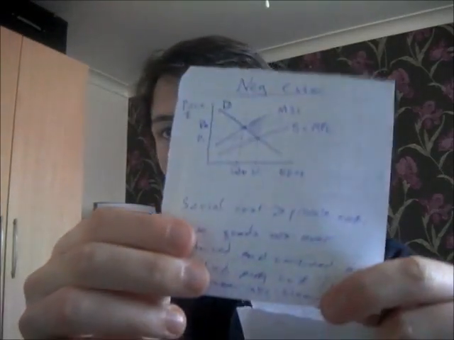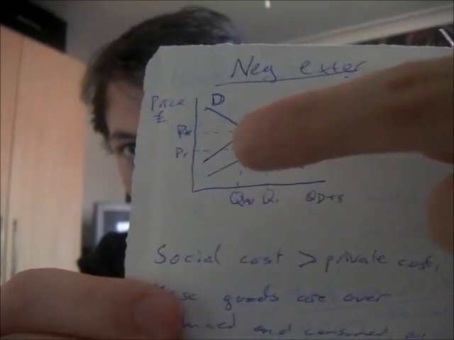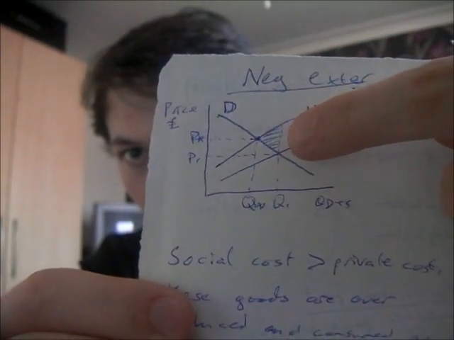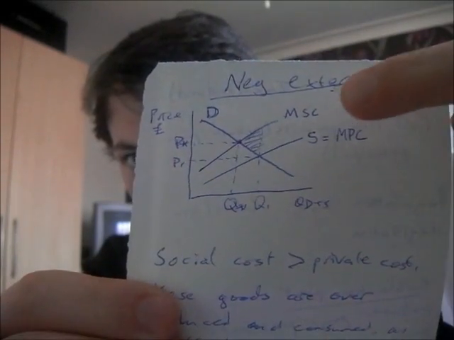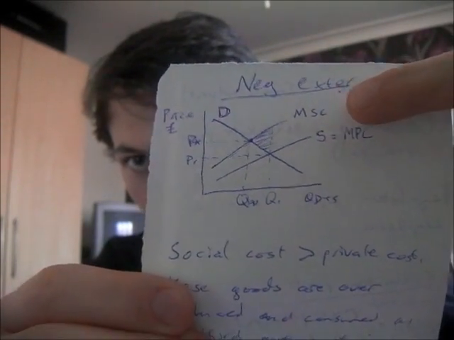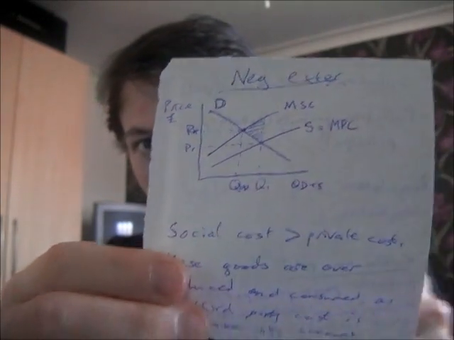Negative externality, it is when the social cost is greater than the private cost. These goods are overproduced and consumed as the third party cost is not taken into account. Now, I'll show you the little diagram. I don't know if you'll be able to see it. I think you can see it there. So this gap here, the shaded area, is the negative externality. You can see that marginal social cost is higher than the marginal private cost on the supply. Okay.